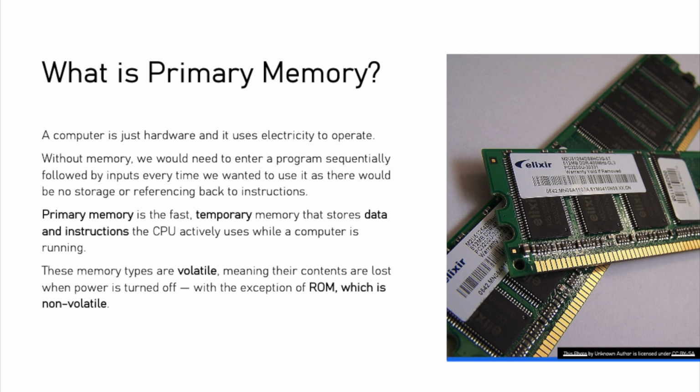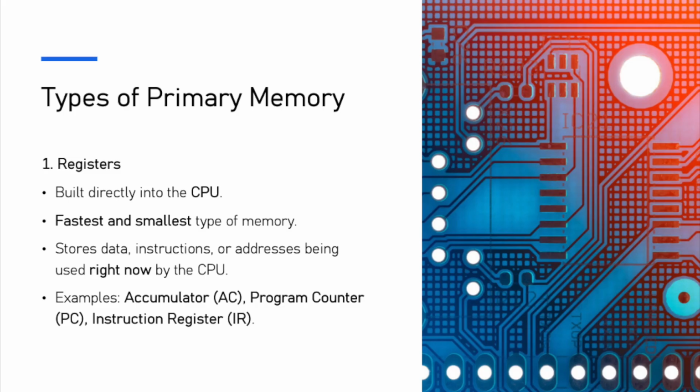Now, SSDs and HDDs are called secondary memories. They are not primary memories. Another distinction for primary memory is that it is directly accessible by the CPU. It doesn't need to go through an intermediary. So the CPU can directly access ROM, RAM, cache, and registers. Therefore, all of these are classed as primary memory. So let's start looking at the different types of primary memory.